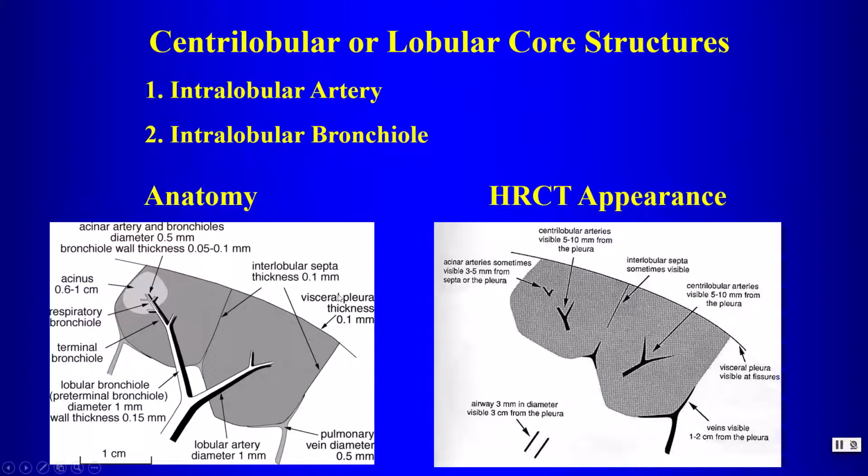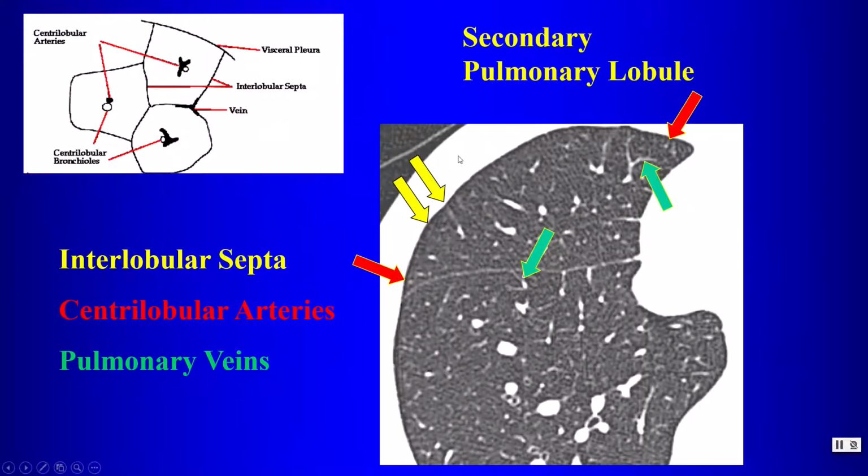And so comparing the anatomy to what we see on high-res CT, diagrammatically, this represents what we will see on high-res CT. So the airways, 3 millimeters in diameter or less, or less than 3 centimeters from the pleura, are usually not visible on high-res CT. We can see the centrilobular artery on high-res CT. We will not see the normal centrilobular bronchiole. And these interlobular septae will be visible usually within the periphery of the lung.